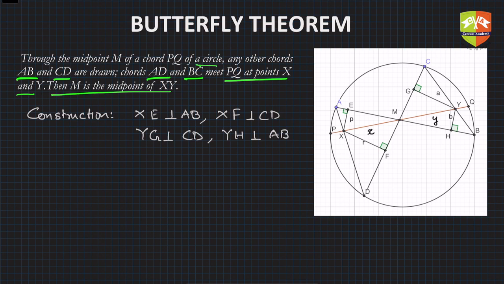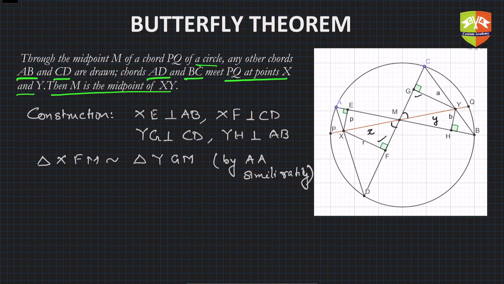We are going to use a lot of similarity principles. So let's first of all prove these pairs of similar triangles. Please be careful and keep that in your mind. Triangle XFM is similar to triangle YGM. I hope there is no problem in this. Why is this? Because one is the vertically opposite angle and the other is the 90 degree angle, so they are similar by AA similarity criterion, right? So this is one.